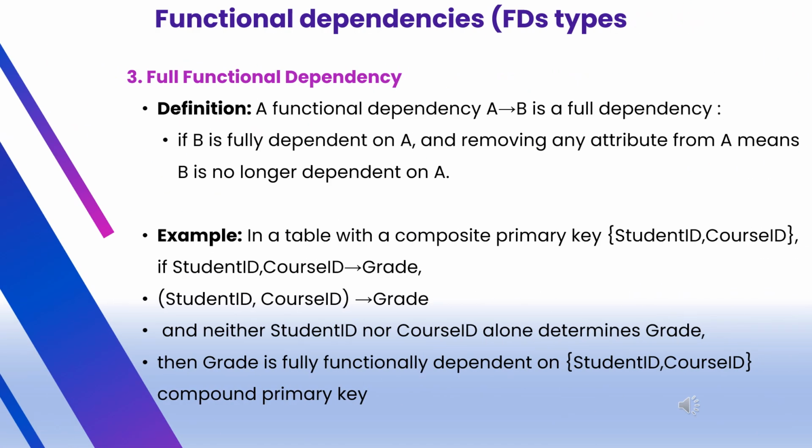Third type of functional dependency is full functional dependency. A functional dependency A determines B is a full dependency if B is fully dependent on A, and removing any attribute from A means B is no longer dependent on A. Example: in a table with a composite primary key, student ID, course ID, if student ID and course ID determine grade, and neither student ID nor course ID alone determines grade, then grade is fully functionally dependent on student ID and course ID, a composite primary key.